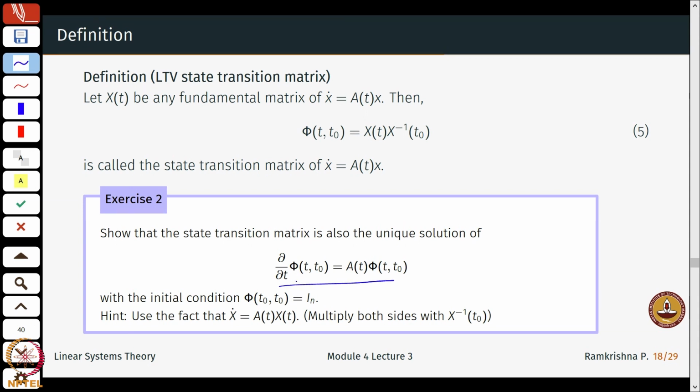In the previous lecture, we tried to verify how the state transition matrix is actually a solution to the matrix differential equation and also to the vector differential equation. Again, one is by checking the initial condition, and second, that the solution must satisfy the actual differential equation. So let us first ask, is this a solution to my differential equation? First, verify what happens to phi at (t0, t0): I have X(t0) and X inverse(t0), so I have the identity.